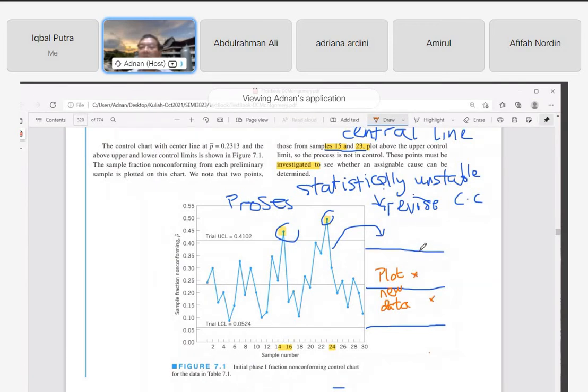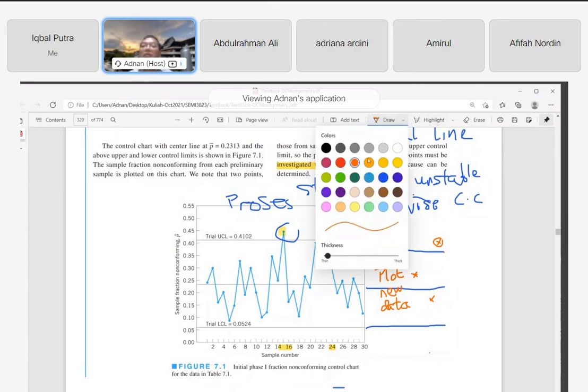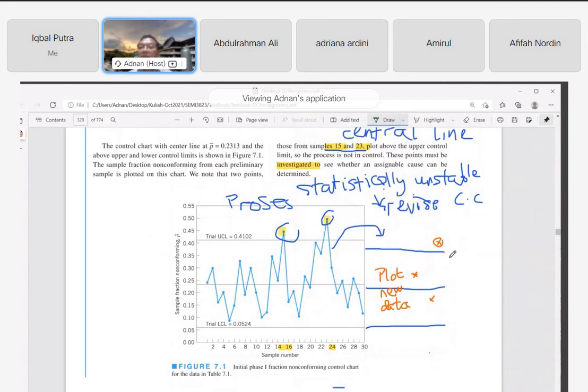Okay, let's say one point is outside again. You will stop this process. And what do you do? You revise it again, knowing that this point is an assignable cause. You revise again. Maybe this time you get more improvement because the root cause of the problem has been improved.